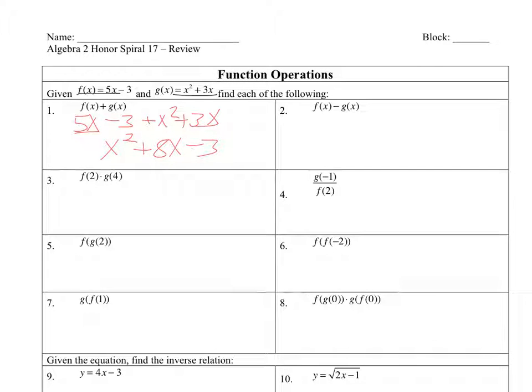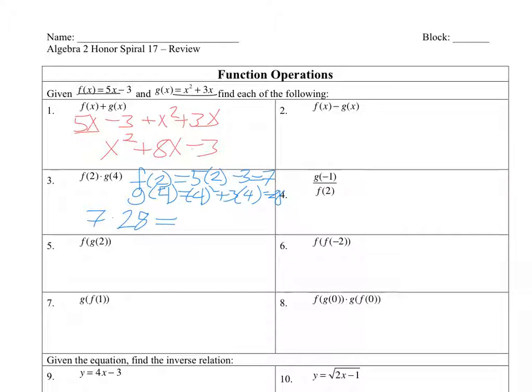The second one, f of 2 times g of 4. I'm going to find f of 2 first. And f of 2 is going to be 5 times 2 minus 3, which is 7. G of 4 is going to be 4 squared plus 3 times 4. 16 plus 12 is 28. And then I'm going to do those two multiplied. So 7 multiplied by 28 is going to be 140 plus 56, or 196.